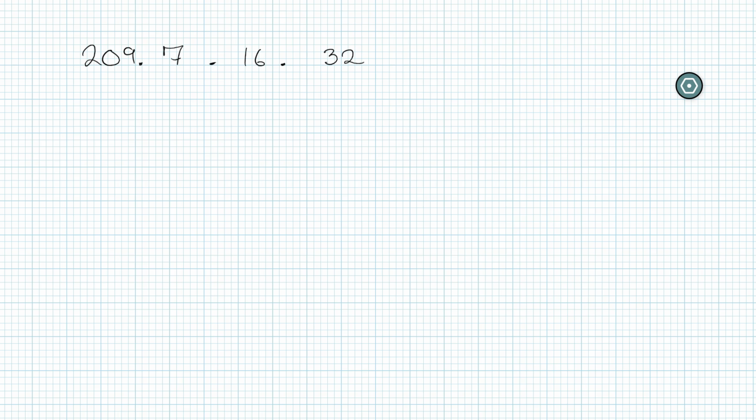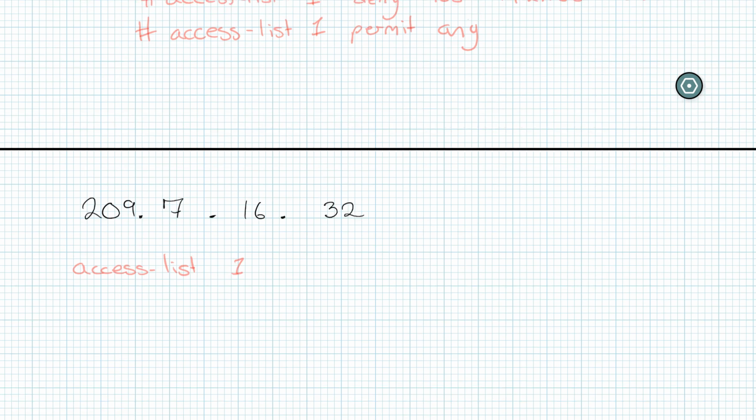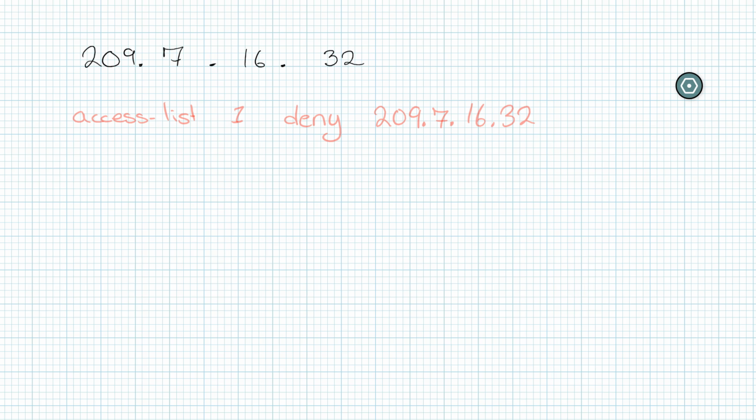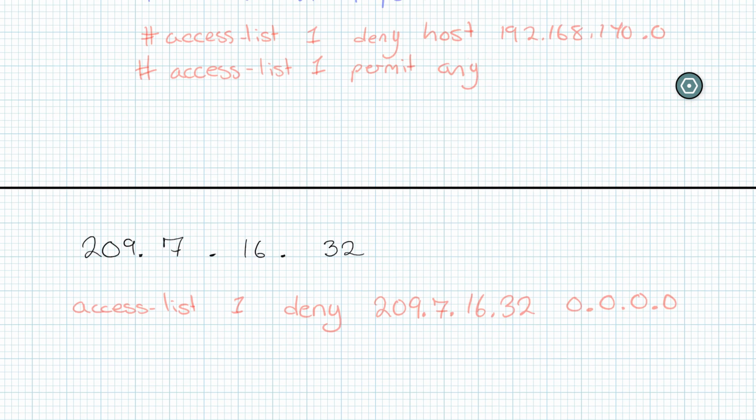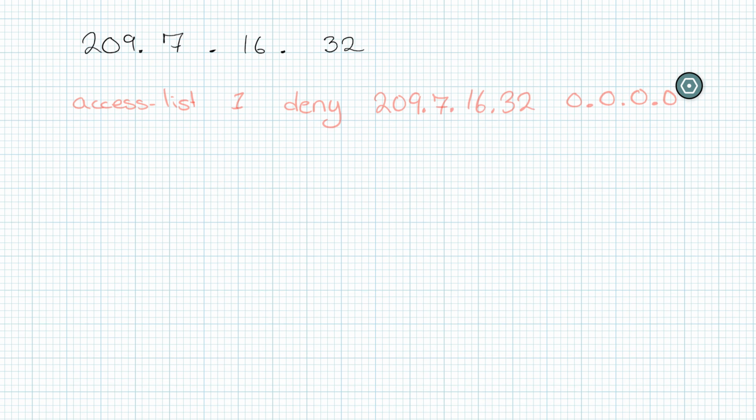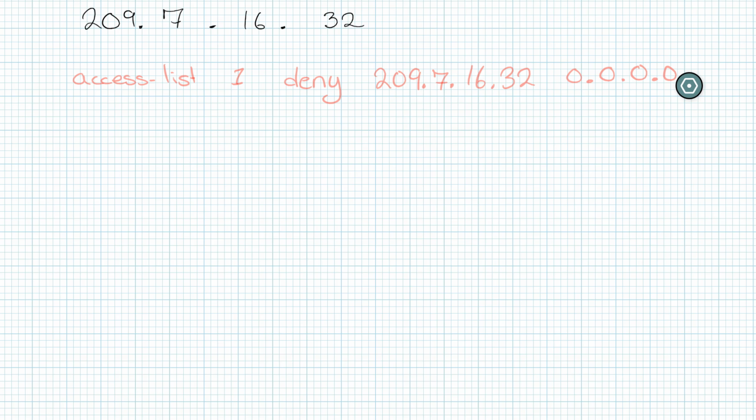So if we were trying to match every single bit, we could do something like access list 1. So now we're wanting to block them all. So we would say access list 1, deny 209.7.16.32, and then we want to match every single bit. So we're going to use zeros for every single bit. So that's matching every single bit. Whereas we saw up here, using all 255s meant that it didn't match any bits. It just said, whatever, every bit can be anything. 0 means this bit has to be the same.